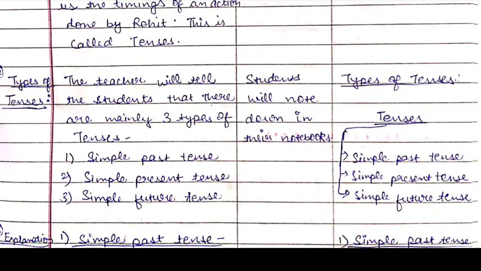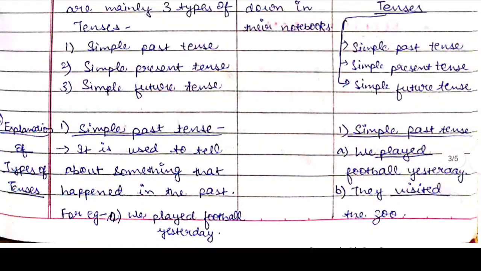The teacher will tell the students that there are mainly three types of tenses. First is simple past tense, second simple present tense, and third is simple future tense. Students will note down in their notebooks, and we'll make this sort of table on the board. Then the next teaching point is explanation of types of tenses. Now we have told them how many types of tenses there are, but we need to explain them further.